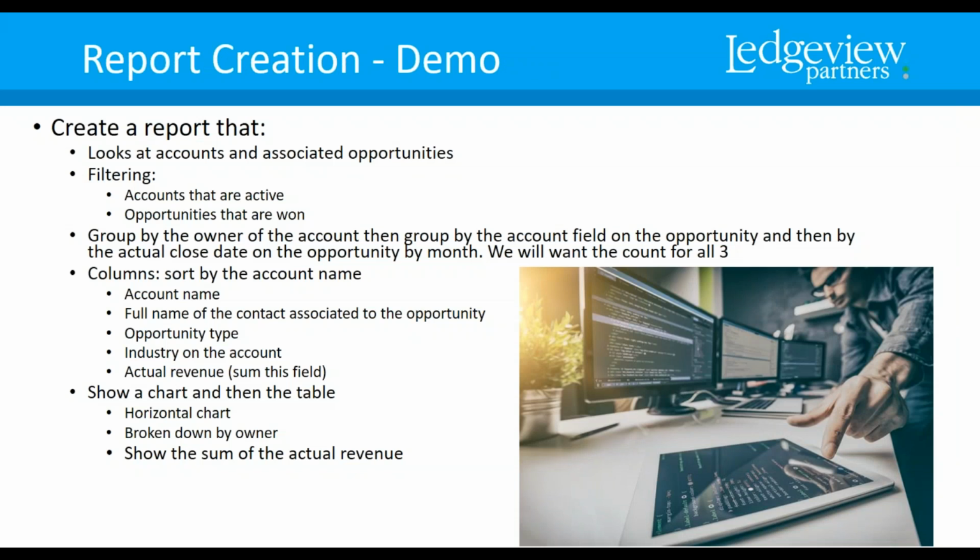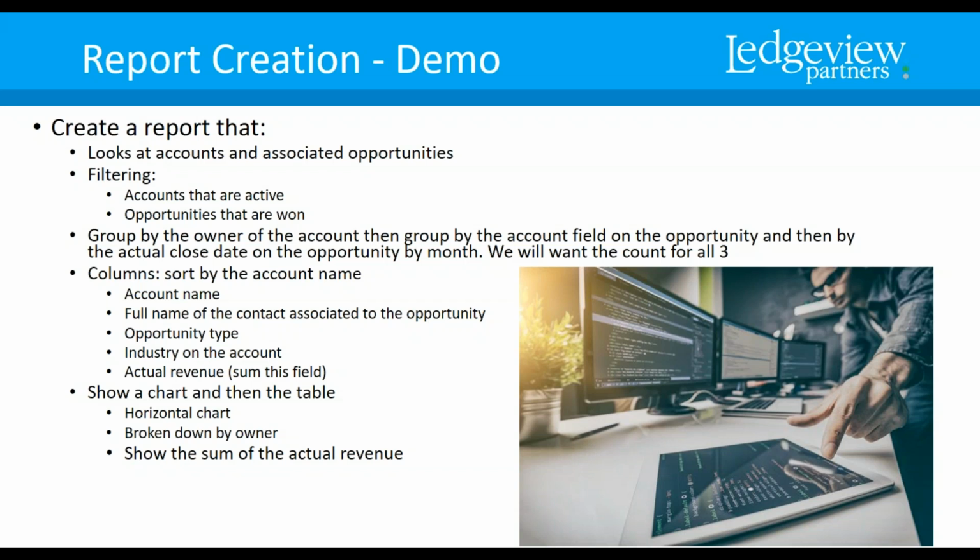Okay. So I've created this demo, but I'm going to walk you through how it was created. Okay. What we're basically doing is we're looking at accounts and associated opportunities. We're filtering on active accounts and opportunities that are won. We're going to group by the owner of the account, then by the account field on the opportunity, and then by the actual close date on the opportunity. And then narrow that focus even more to the month that it was closed in. And we want the count for all three.